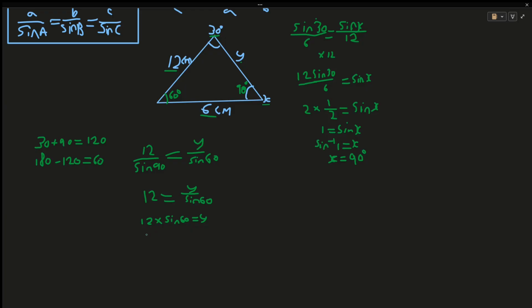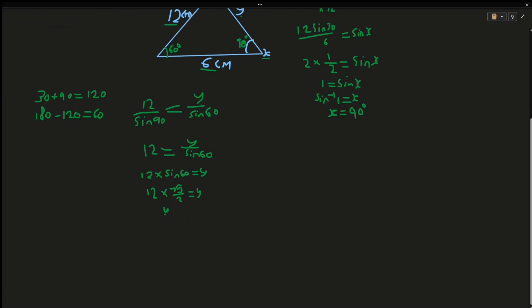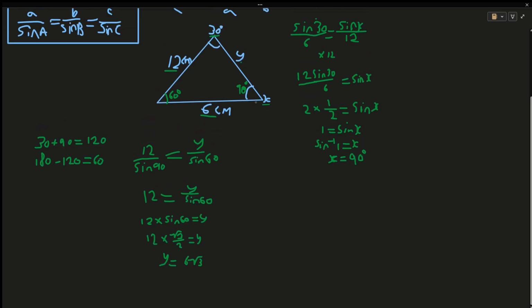So I'm just going to break it down. You could probably go straight for the calculation, but I'm just going to do it broken down. So 12 times root 3 over 2 is equal to y. And let's put the y on the left side. So that gives 6 root 3. So y is 6 root 3 centimeters.